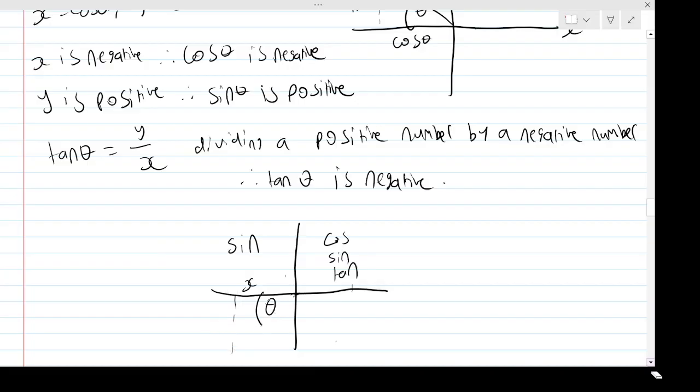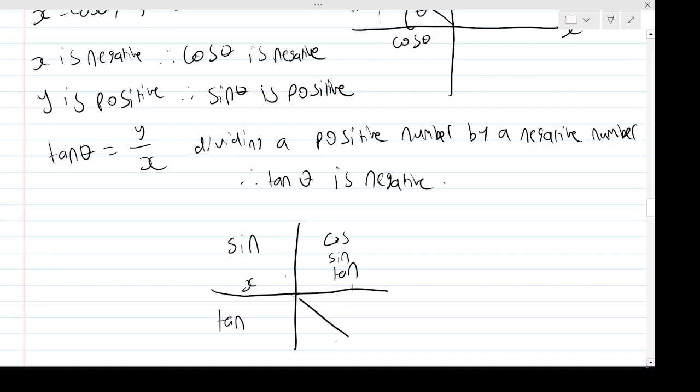So only tan, if we evaluate an angle like tan 220, that would be positive, okay? But if we did sine of 220, it would be negative. It would give me a negative answer. So only tan is positive there if we put it at an angle between 180 and 270.